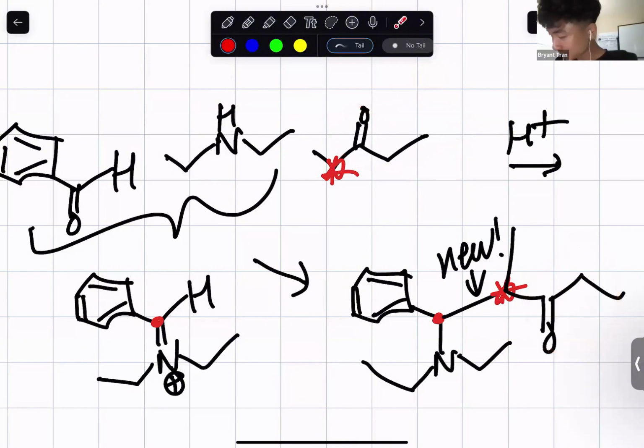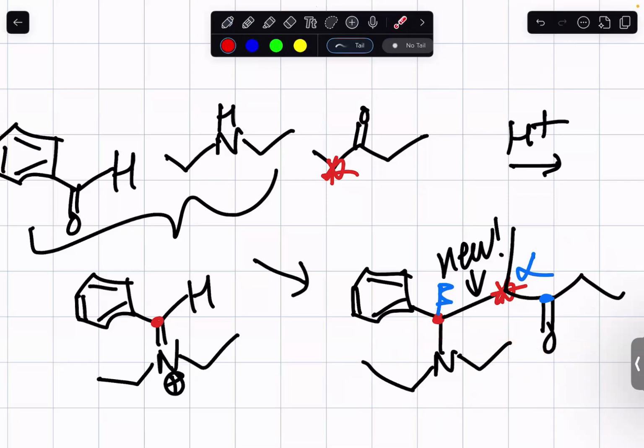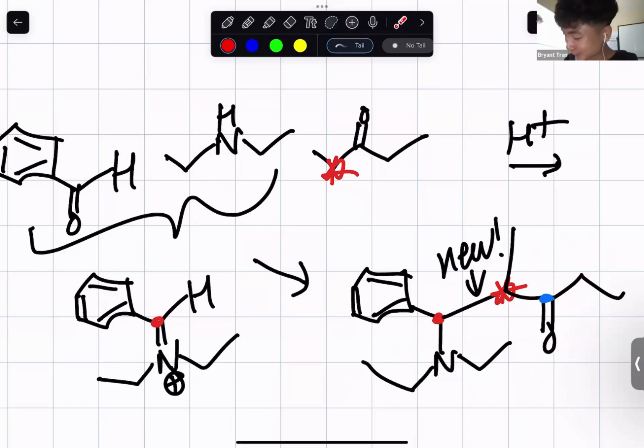And to confirm, let's see if we have a beta amino carbonyl. This is the carbonyl carbon, this is the alpha carbon, this is the beta carbon. And we do see the amino group attached to that beta carbon, and that makes sense. Okay. So one last thing before we end, Rukia.